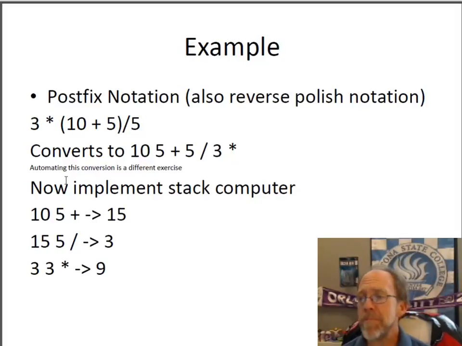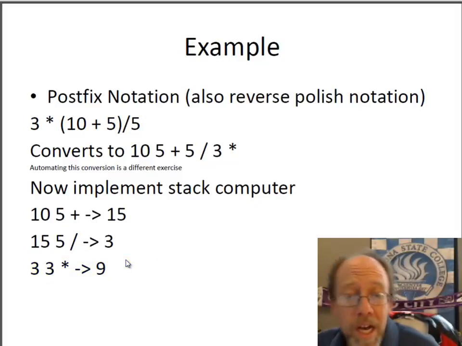Now, in the implementation of the stack computer, you push the 10, you push the 5. When the plus operator comes up, you pop both and you add them and you get a 15. 15 gets pushed back to the stack. You push the 5 to the stack. You do the divide, which will now be 15 divided by 5, which gives you 3. Then the 3 goes back to the stack. The other 3 goes to the stack. The multiplication comes up and you get your final result, which is a 9. That's it. That is a stack computer.